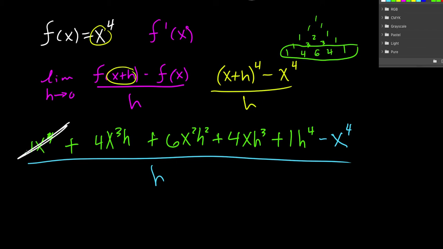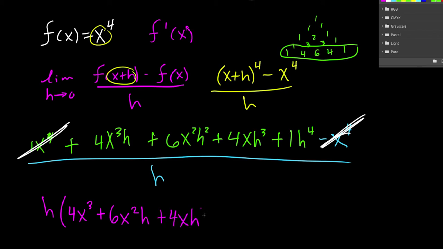Okay, this is just like positive x to the 4th, this is negative x to the 4th. And then all of these are just kind of separate. There's not much to do. Okay, so the nice thing is they all have an h in common. So I'm going to take out an h. Then I'm left with 4x cubed plus 6x squared h plus 4x h squared plus h cubed. And then that's all still over h.